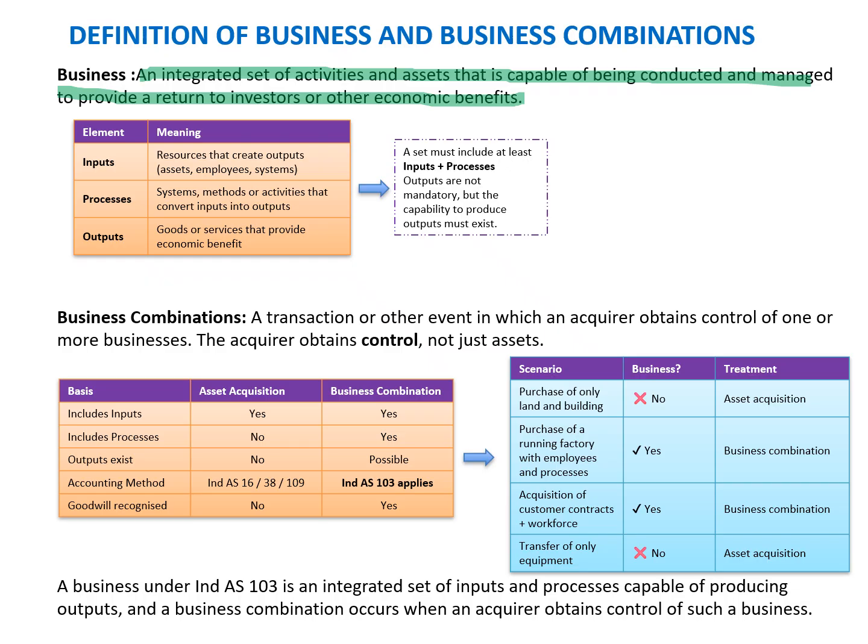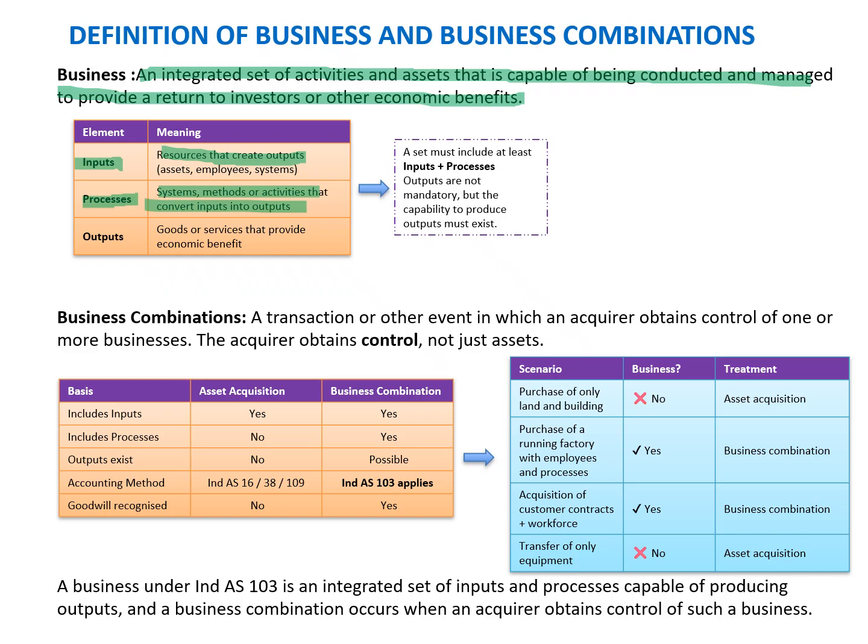It's not that if an entity has acquired some of the assets of another entity, it can be treated as an acquisition of a business. When we are acquiring assets, it is simply asset acquisition rather than the applicability of Ind AS 103. To make sure that Ind AS 103 is applied, it has to be a business acquisition. And a business acquisition arises when there is acquisition of inputs, acquisition of processes, and those inputs and processes are used to produce outputs. Inputs are the resources that create the outputs, like assets, employees, systems. Processes are the systems, methods, or activities that convert inputs into outputs.